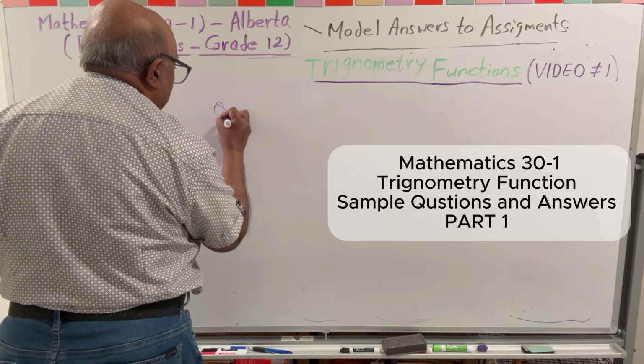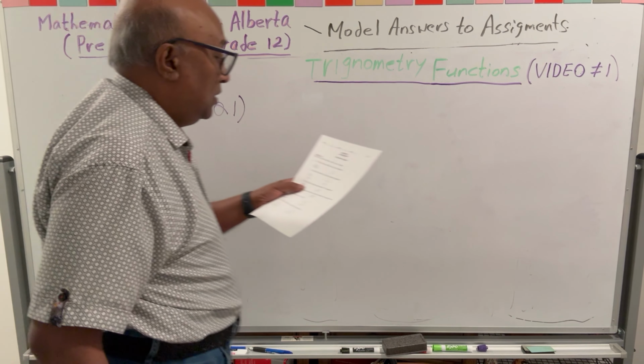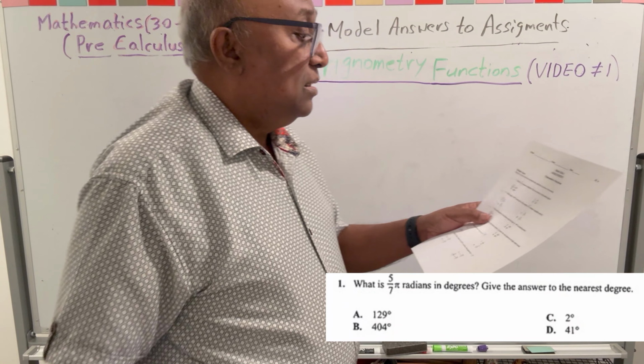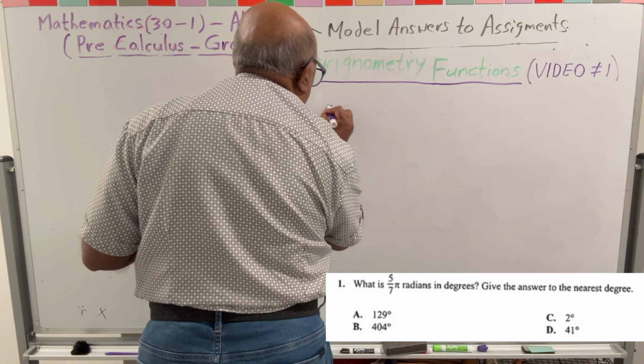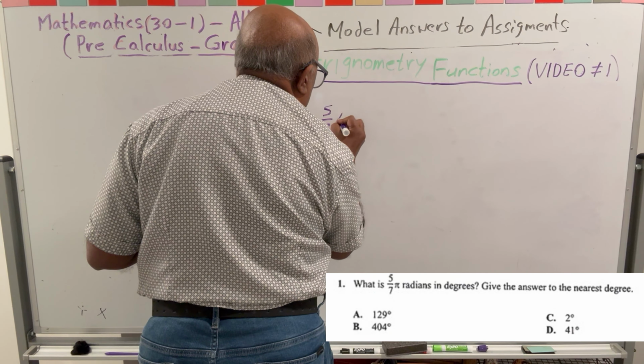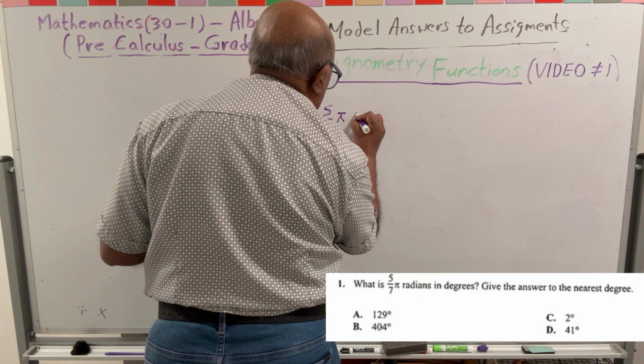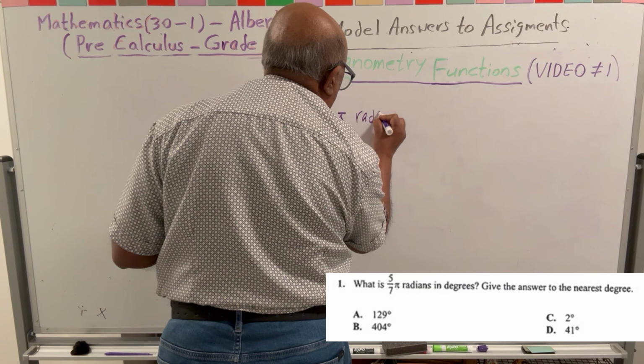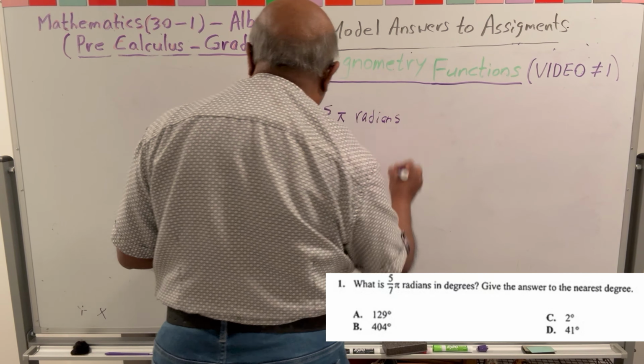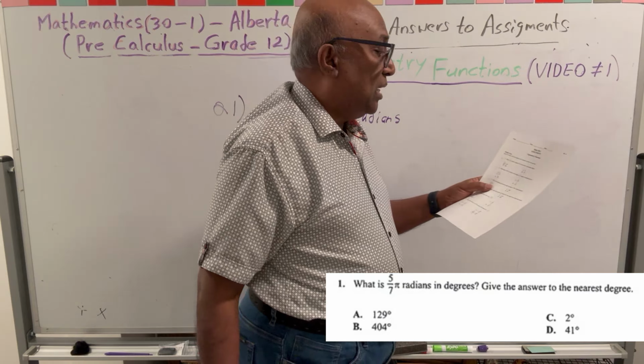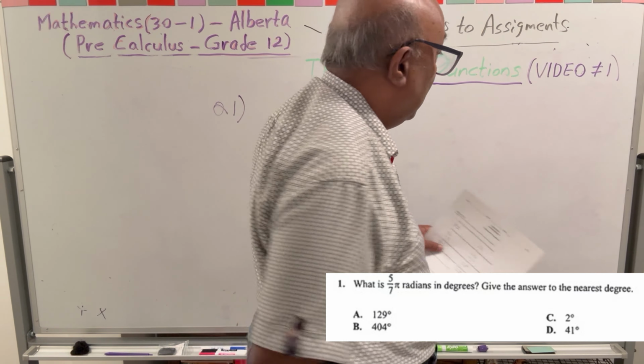What does question 1 say? What is pi upon 7 radians in degrees? Give the answer to the nearest degree.